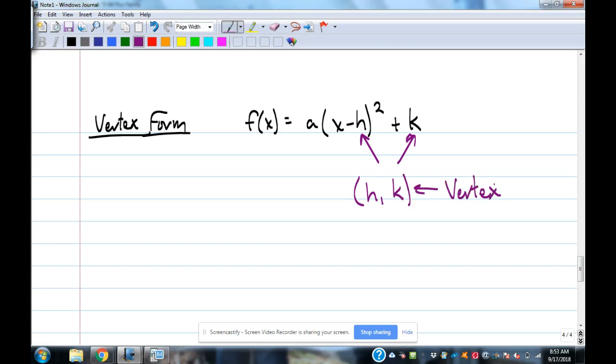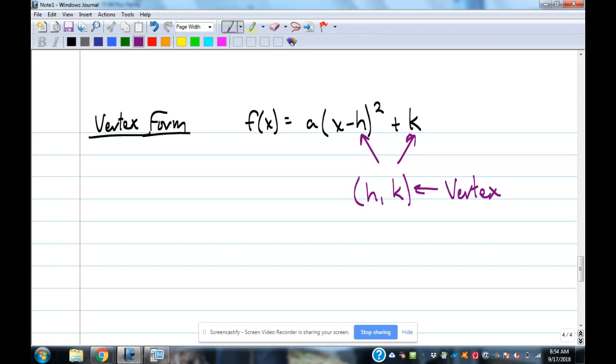If it's in vertex form, it's called vertex form because they give you the vertex. That's a handy thing, because if we have the vertex, then we know we have the axis of symmetry for free. Those go together, right? The x value for the vertex is the same as the axis of symmetry. Always.